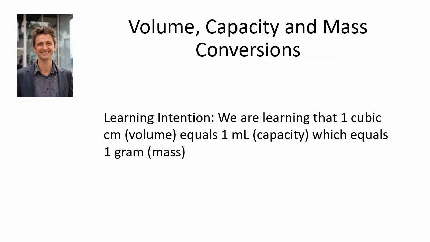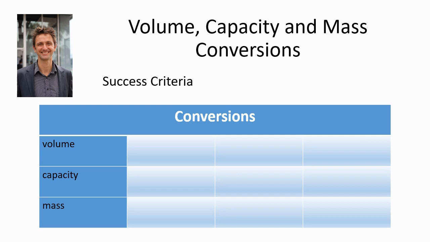Our learning intention today is that we are learning that 1 cubic centimetre, which is a volume measurement, equals 1 milliliter, which is a capacity measurement, which equals 1 gram, which is a mass or weight measurement. Okay. And our success criteria might look a little bit like this.